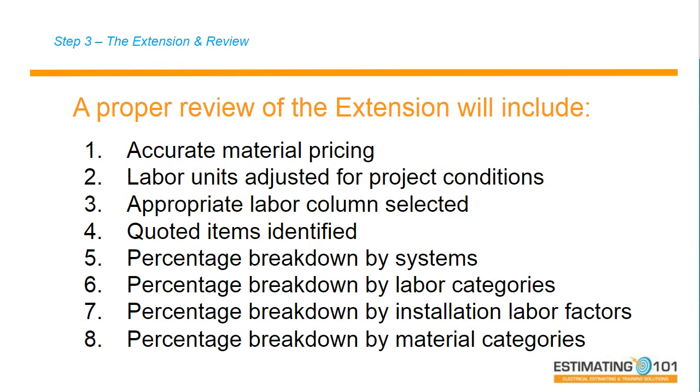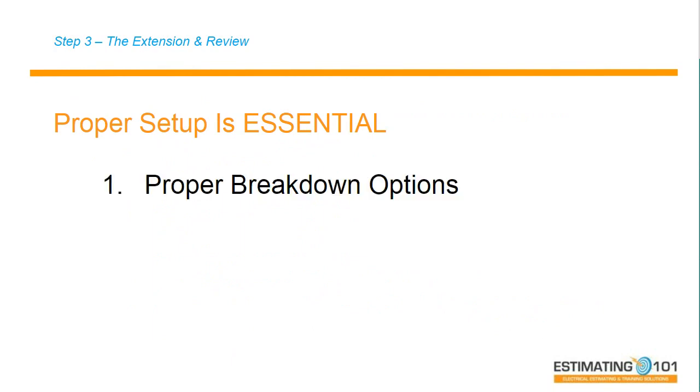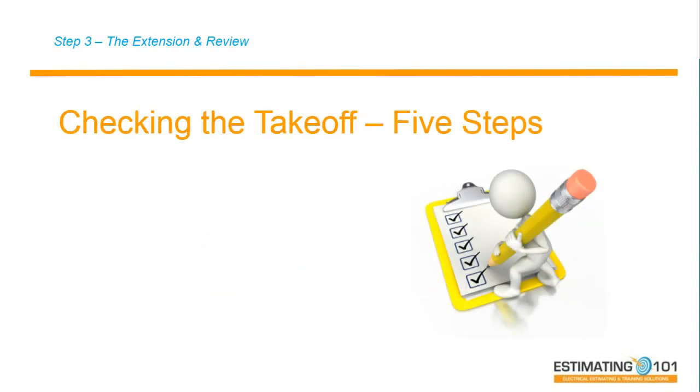On most commercial projects, more than 50% of the material costs will be in wiring, cable, and conduit and fittings. More than 50% of the material costs will be in those two material categories, conduit and fittings, and wiring cable. So properly setting up the job, as I mentioned, is vital, because on the extension screen, you have breakdown options, you have the ability to analyze, you have the ability to review, and you have the ability to create multiple bid summaries. So let's talk about checking the estimate.